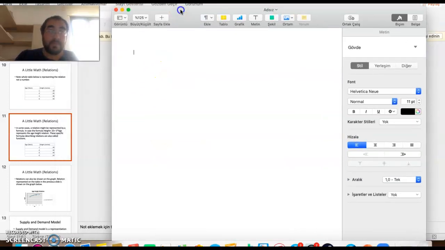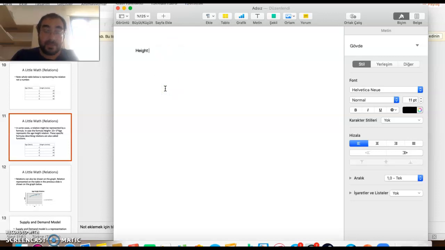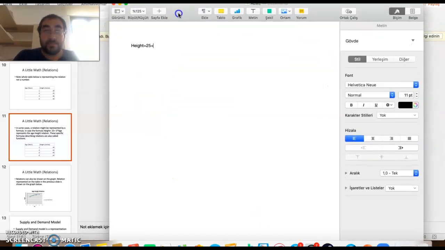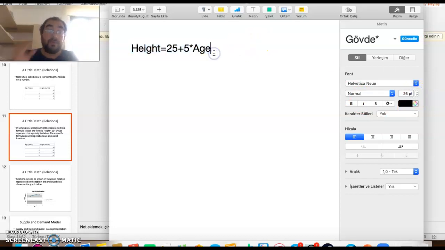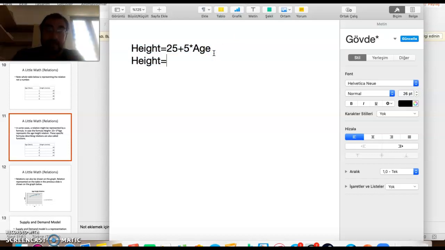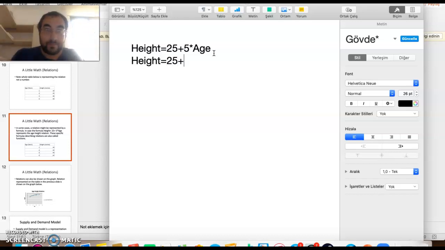Okay. Let me write here: height is equal to 25 plus 5 times age. And let me make this larger so you can see. Using this equation, for any number that represents age, for example 1, we can find a height. In the case of 1, it is 30.